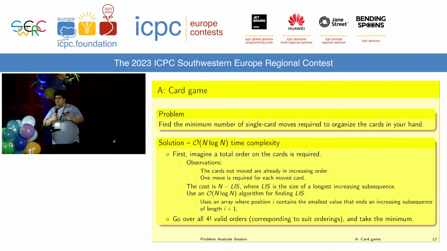Okay, the problem is that there are multiple possible orderings, but actually not that many. Since you only have to say in which order you want to put the different suits, and there are only 4 different suits, there are only 24 different orders. So simply you do 24 longest increasing subsequences, and you take the best one.